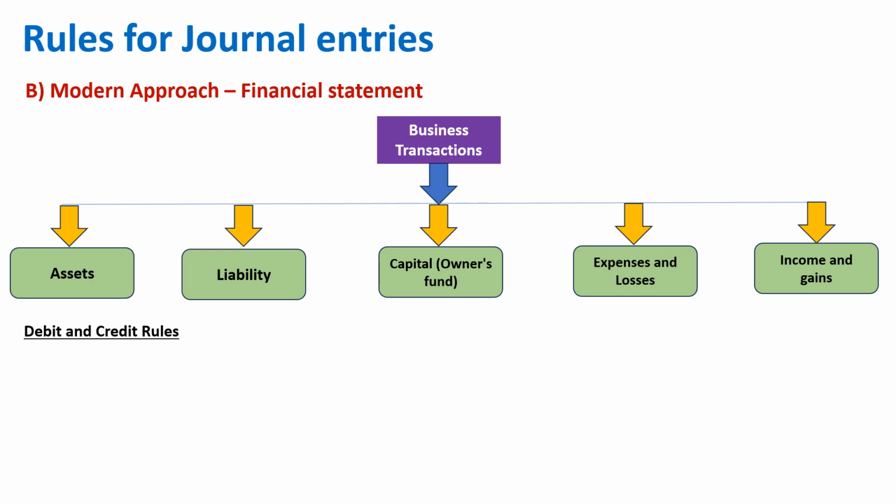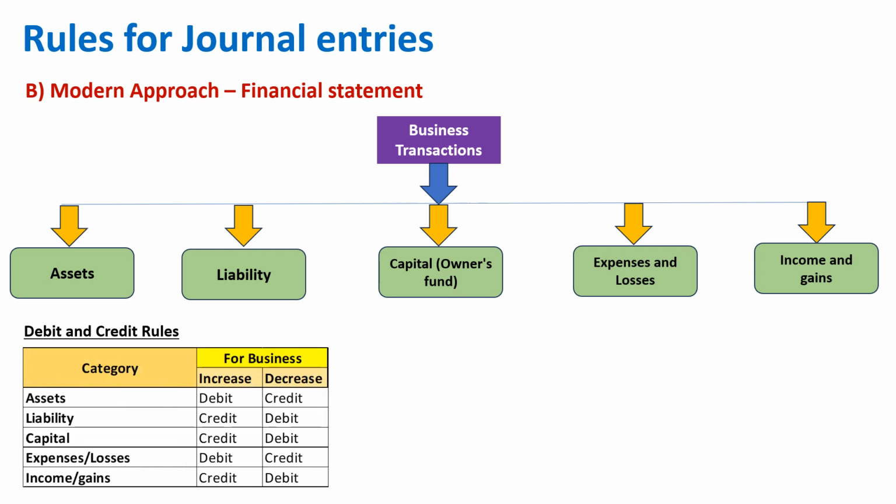Now, the debit and credit rules for these five categories are as follows. Category for assets, if there is an increase of asset for the business, then you have to debit that. If there is a decrease in asset for the business, then it has to be credit. Similarly, if there is an increase of liability for the business, then it will be credit. If there is a decrease in liability, it will be debit. Similarly, in case of capital, if there is an increase in capital, it will be credit. And if there is a decrease, it will be debit.